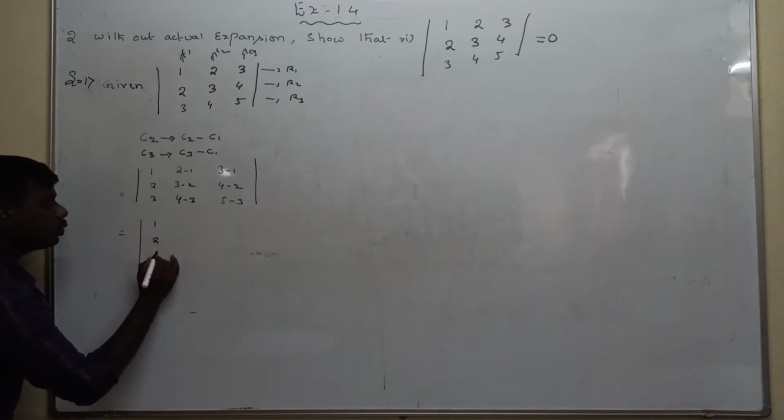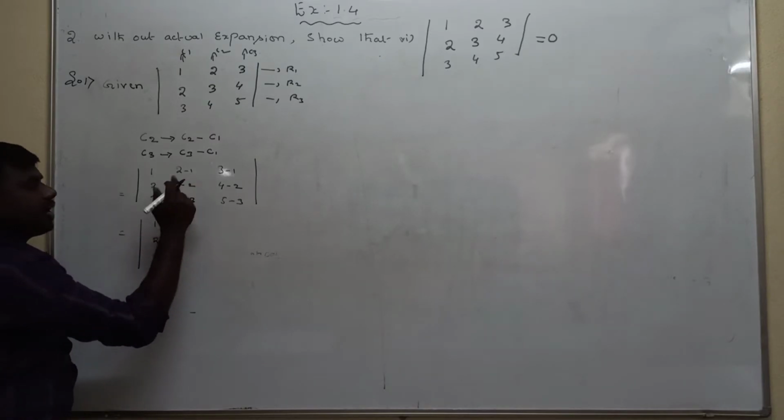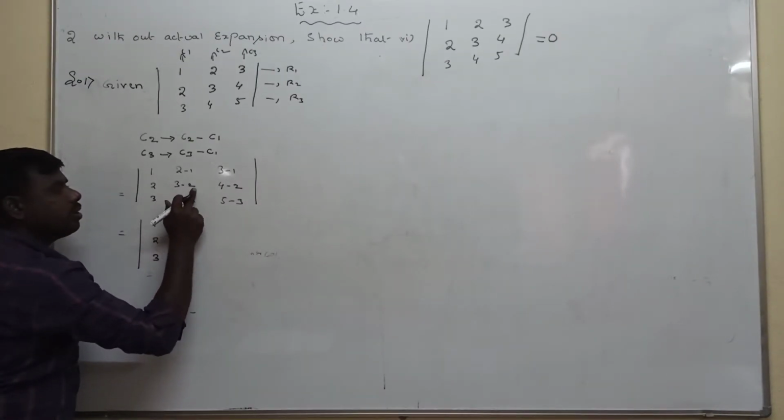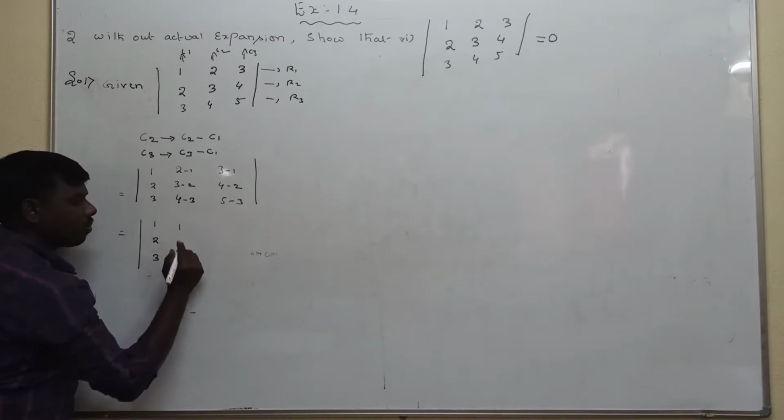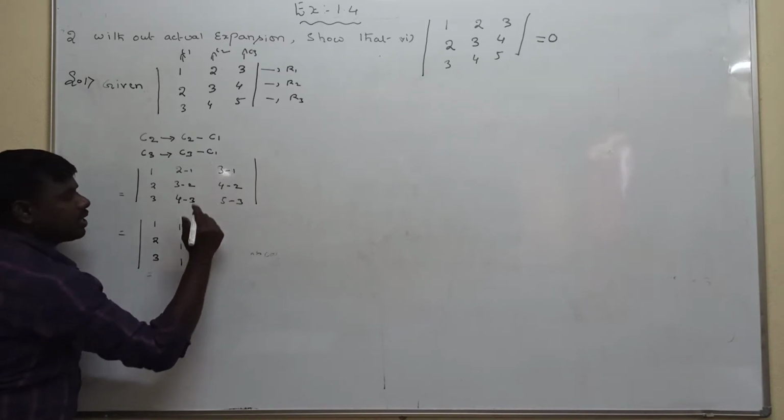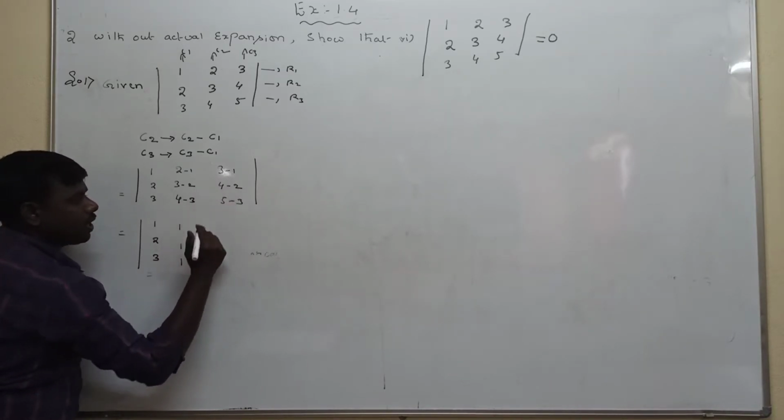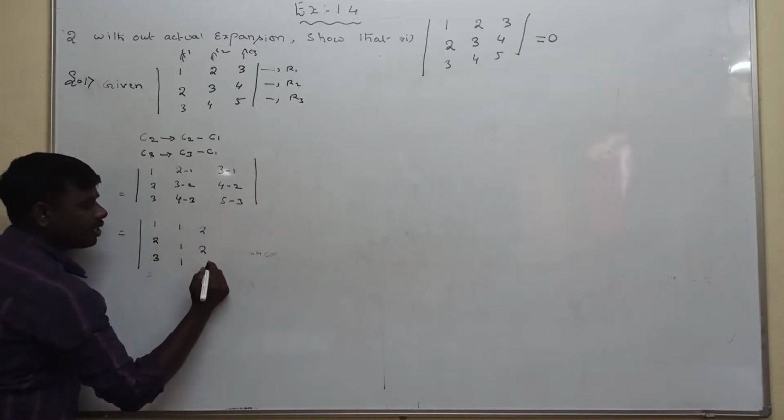1, 2, 3. 2 minus 1 value is 1. 3 minus 2 value is 1. 4 minus 3 value is 1. 3 minus 1 value is 2. 4 minus 2 value is 2. 5 minus 3 value is 2.